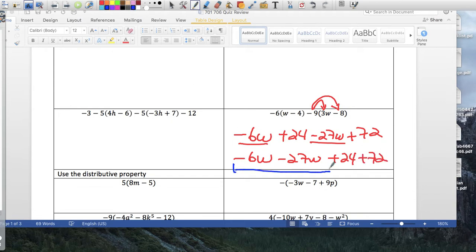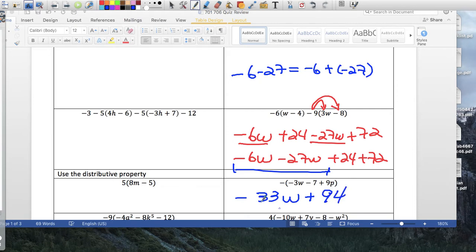So these two first. It's going to be something w. And it's negative 6 minus 27, right? So it's negative 6 plus negative 27. So they're both negatives, so just going to be a bunch more negatives together. And 6 plus 27 is 33, so negative 33w. 24 plus 72, they're both positive. Good, so that's easy. 24 plus 72 is 96. Final answer.